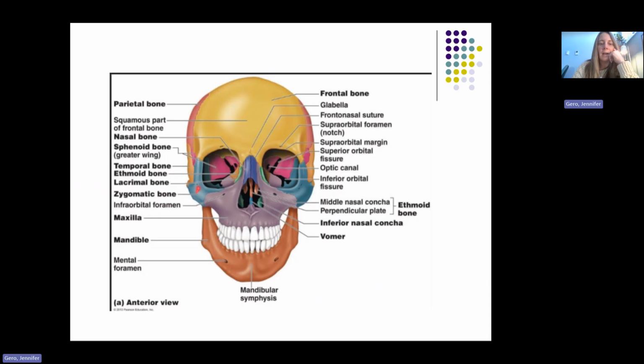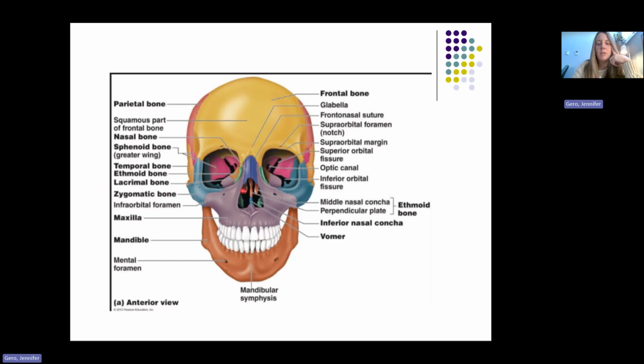Here you have the zygomatic bone, which is part of your lateral eye socket, and you have one on either side. Here is the maxilla. That's going to be here, fused together. Here you have the mandible.